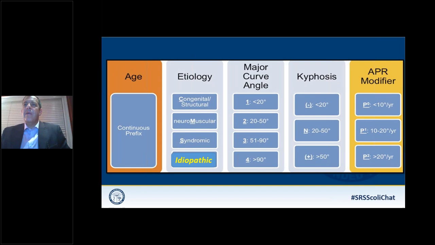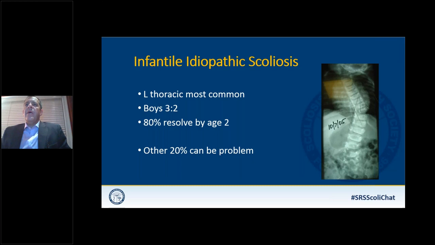We're going to start out looking at each of the etiologies, starting with the idiopathic subtype. Idiopathic infantile scoliosis, perhaps the most common type of early onset scoliosis. These are situations where boys slightly outnumber girls. Left thoracic single curves are most common.